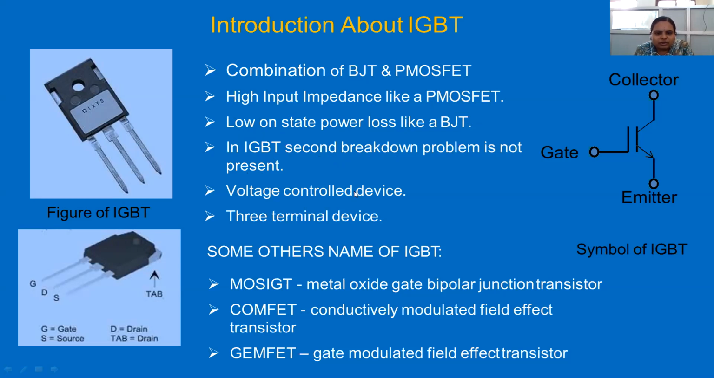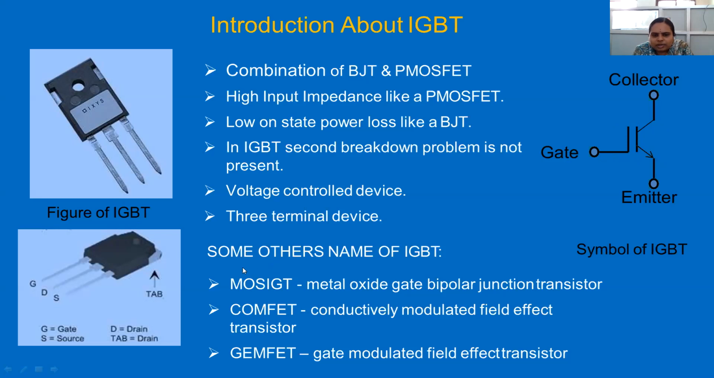Then our IGBT is a voltage control device and it is a three terminal device, that is, it consists of a collector, an emitter and also a gate. This is the symbol of the IGBT. Just observe here, here is the transistor part and here we come across the MOSFET part, right? For that reason, it is a combination of transistor and also the MOSFET.